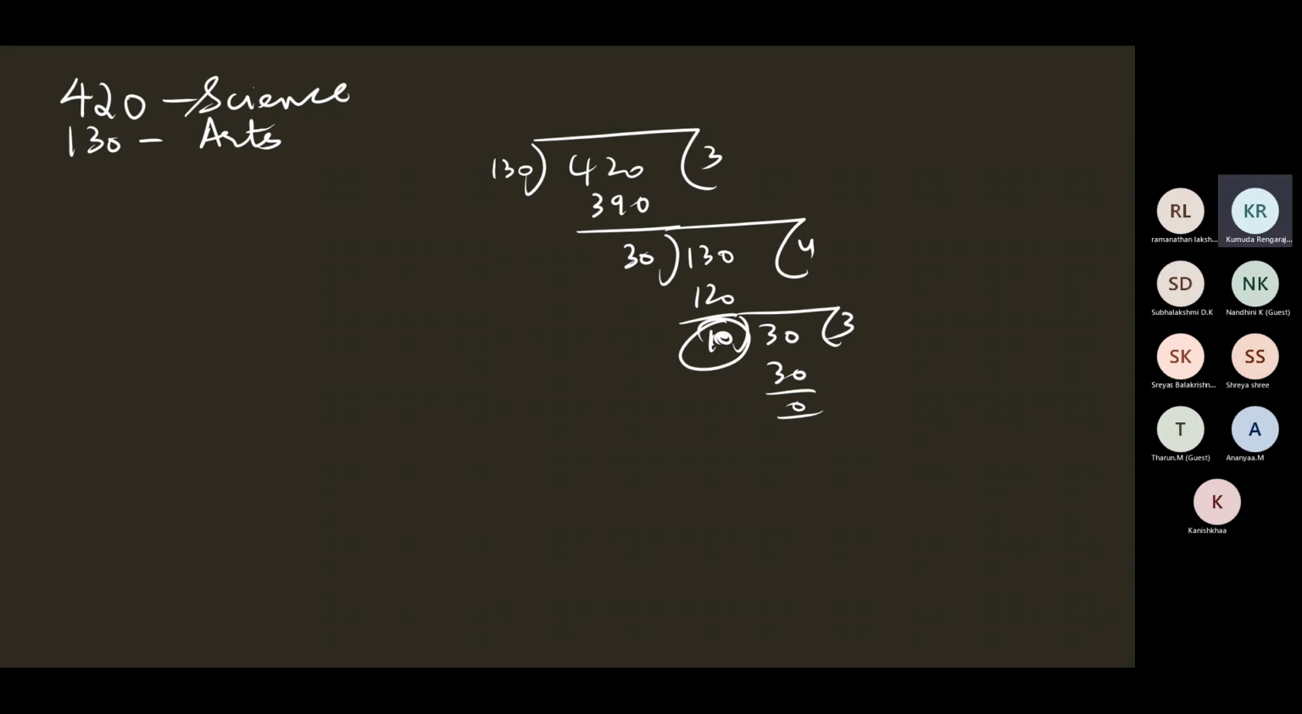So how many stacks of science books? 42 stacks of science books. And how many stacks of arts books? 13 stacks. So totally how many stacks? 42 plus 13. So totally there'll be 55 stacks.